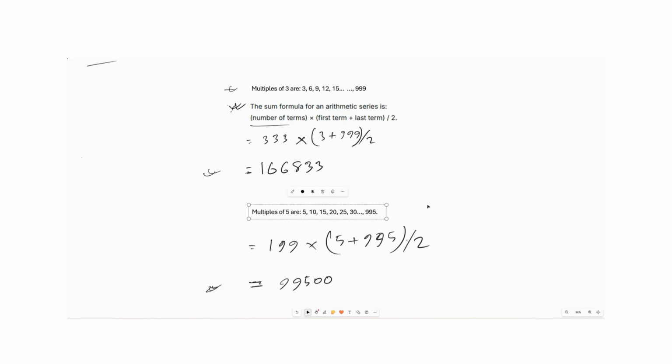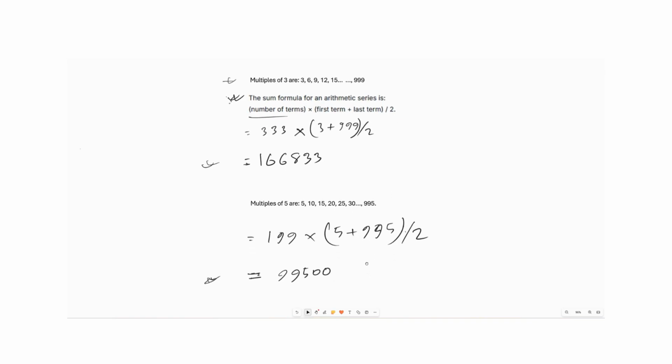I hope you understand. Think about it, and pause the video and think about it a little bit, so you will get to know what I was just saying. Okay, let's go down. So this is the number from 3 multiples, this is the number from 5 multiples, and now we are working on the 15 sum.